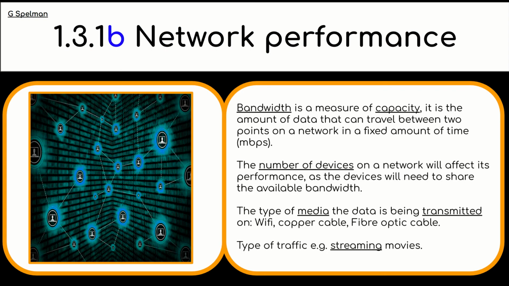Okay, so what have we learned then? We've learned that bandwidth is a measure of capacity, and it's about the amount of data that can travel between 2 points on a network in a fixed amount of time. The number of devices on a network will affect its performance because they will need to share the bandwidth available. The type of media that the data is being transmitted on will also affect the bandwidth, and the type of traffic that is on the network. For example, streaming of movies make quite a demand on the bandwidth.